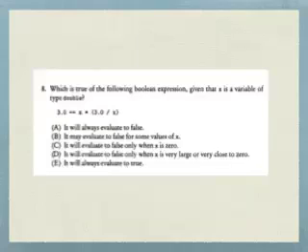Next is question 8. It's about a very basic concept of the inaccuracy of calculation, especially if we combine divisions and multiplication and also the Boolean expression. Okay, the question is as follows. Which is true of the following Boolean expression given that x is a variable of type double?